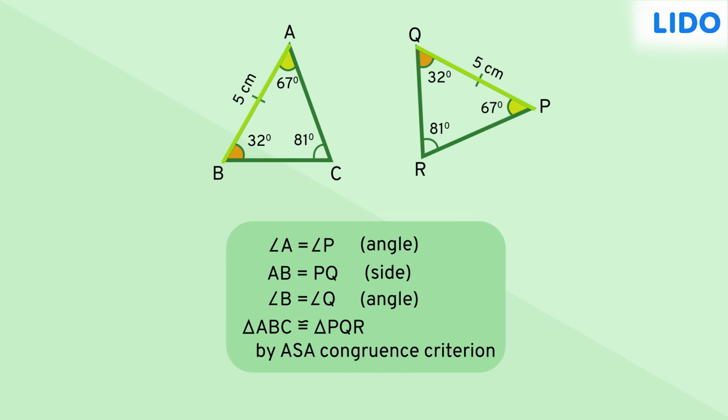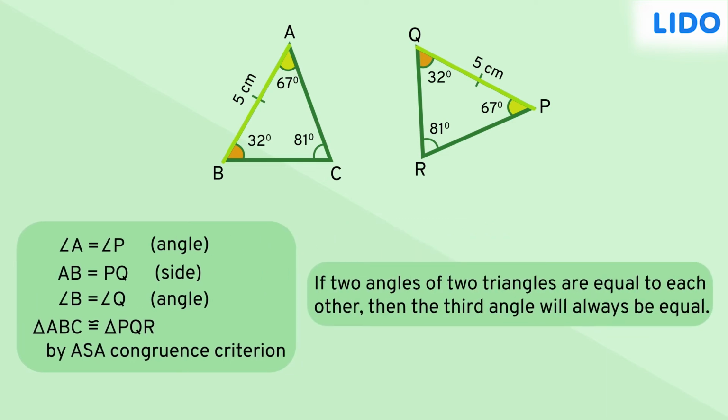So, we see that if 2 angles of 2 triangles are equal to each other, then the third angle will always be equal. This means that when we have 2 angles and one side of one triangle equal to the corresponding angles and side of another triangle, then we can manipulate the information to make the side the included side.